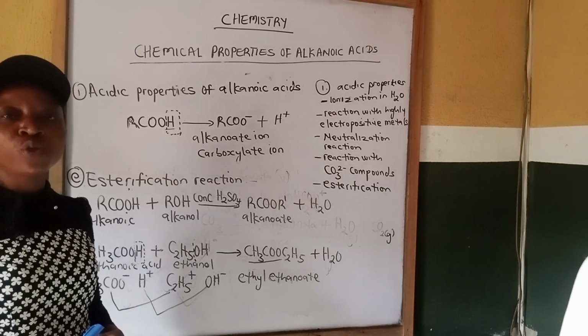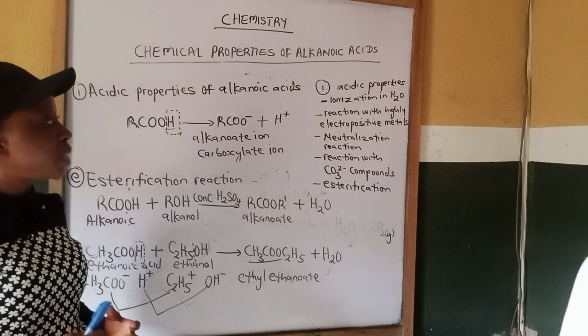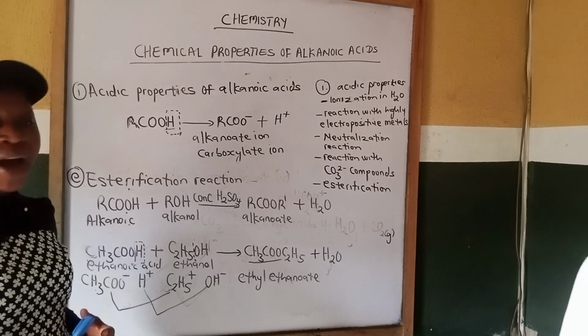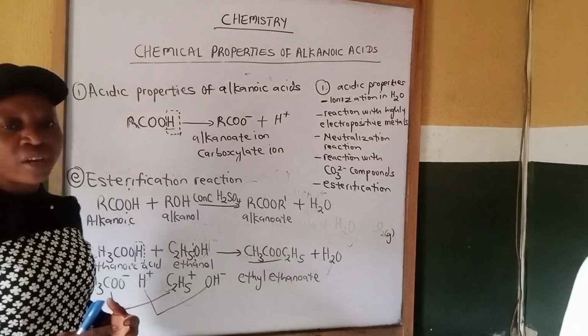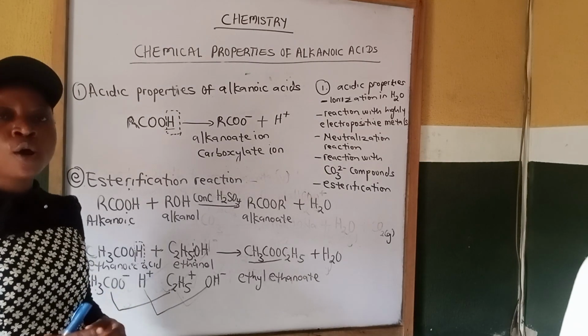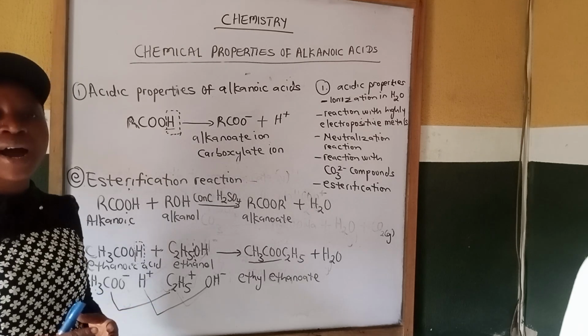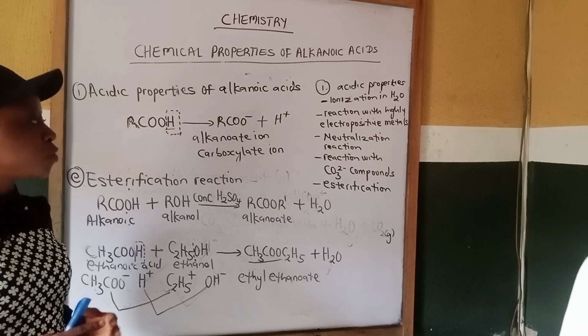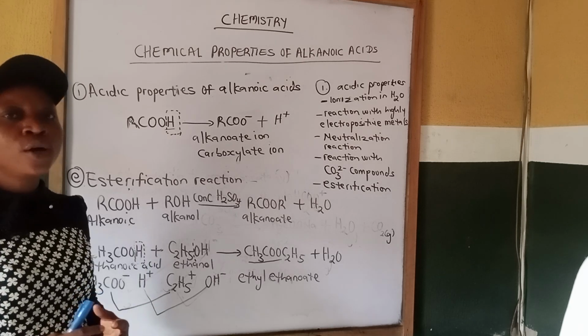So we have come to the end of today's class. In my next video, I'm going to explain combustion of alkanoic acid. I will explain reduction of alkanoic acid. Then I will explain substitution of alkanoic acid with halogens. Then I will explain reaction between alkanoic acid and phosphorus pentachloride and thionyl chloride.